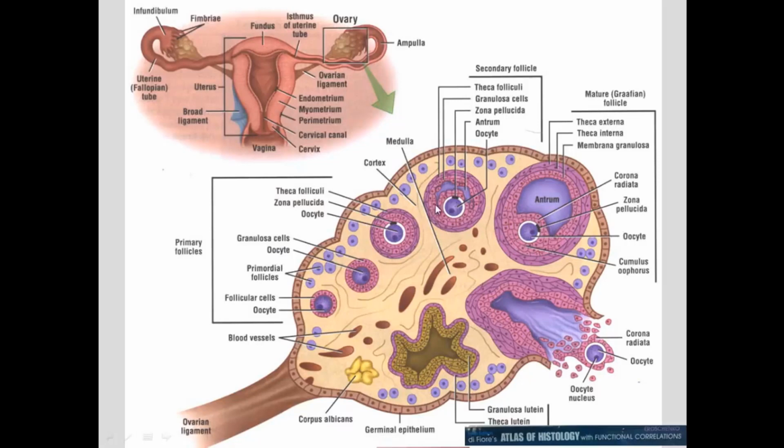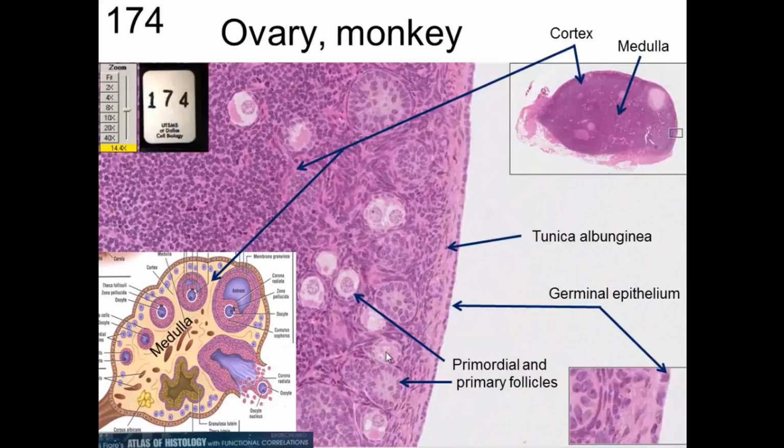So here's the egg all the way, and then finally ovulation of the egg. Some of the granulosa cells come out with the egg. And then when that regresses, it gives you the corpus luteum, and then the corpus albicans when that regresses.